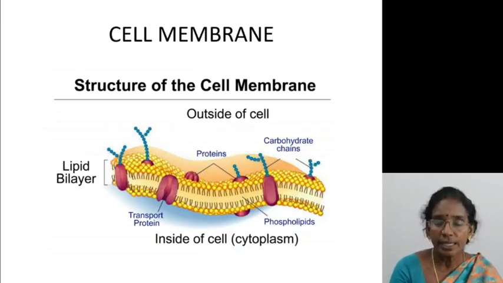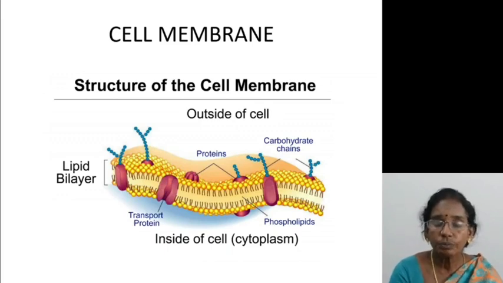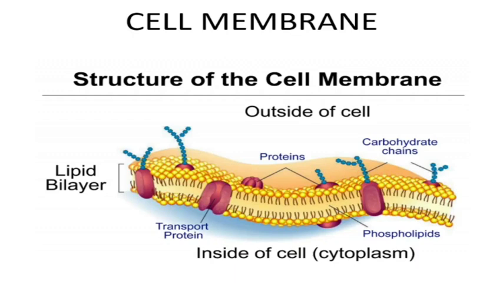The second one is the cell membrane. The cell membrane is next to the cell wall. Its main function is to hold and protect the cell. It controls the movement of the molecules in and out of the cell. Its special name is gate of the cell.